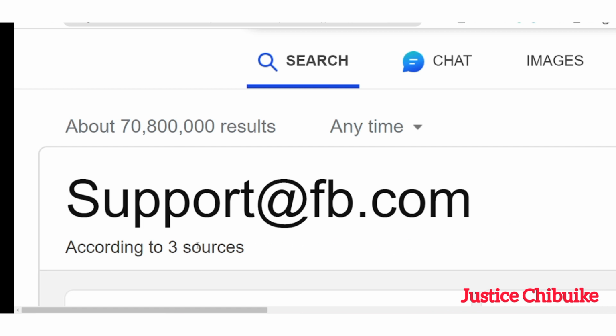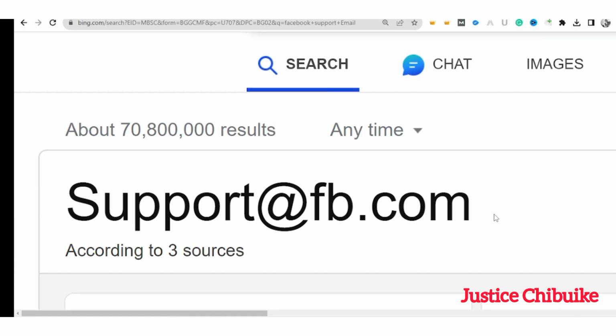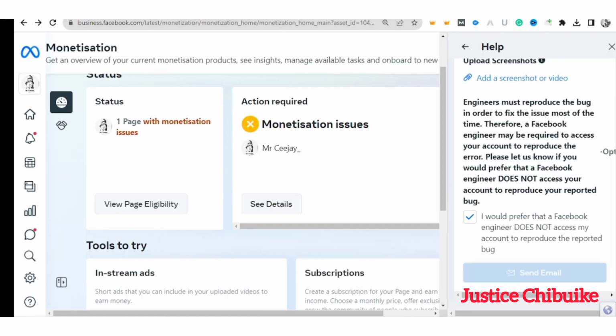Okay, there is another way also that you can use to contact them and chat with their agent live. But that particular one is available for those who have a business account, those who are running ads. Those are the people that can easily chat with Facebook agents. Like myself, I run ads. Okay, so these are two ways for you to contact Facebook and resolve any monetization issue that you are facing on your page.